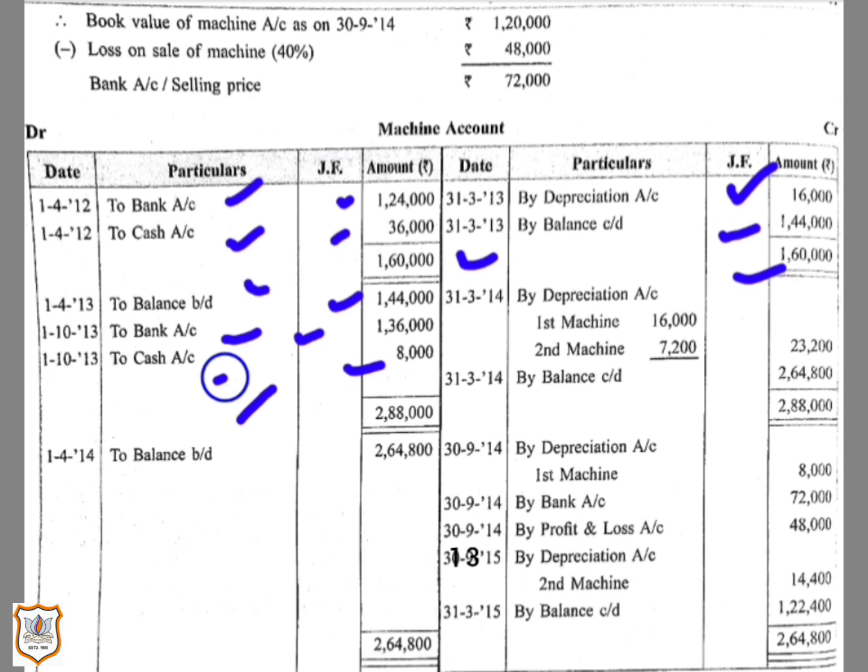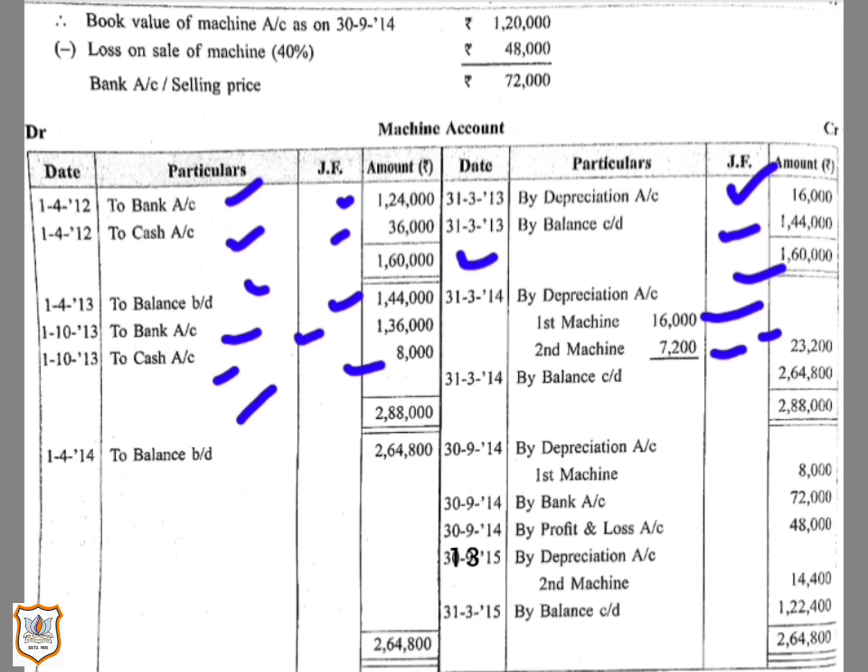Now at the end of the second year we will charge depreciation. In the second year, the first machine was utilized for the whole year, so whole year depreciation will be charged for the first machine, that is 16,000, and depreciation for the second machine is rupees 7,200. We have just calculated it. So the total amount of depreciation of both the machines comes to 23,200. That will be written on the credit side.